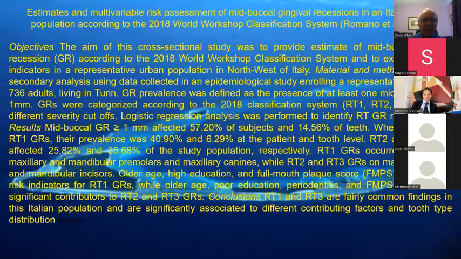So you can see with this abstract, what they found was RT1 and RT3 are fairly common findings in the Italian population and are significantly associated to different contributing factors and tooth type distribution. So I think at the moment classification is still in its infancy. I think there still may be problems to iron out, and not only how we assess it, but how then we subsequently go on and manage and treat it.